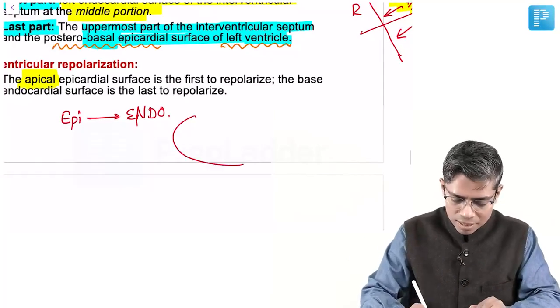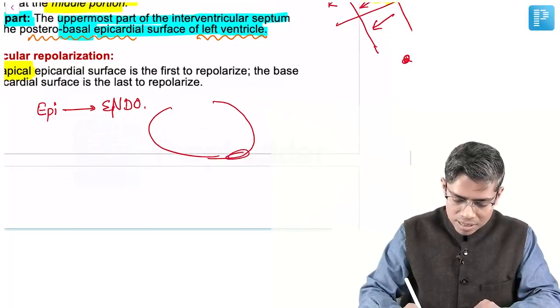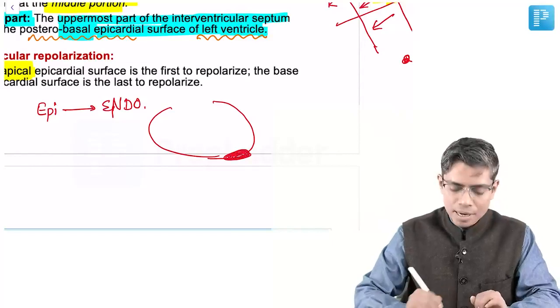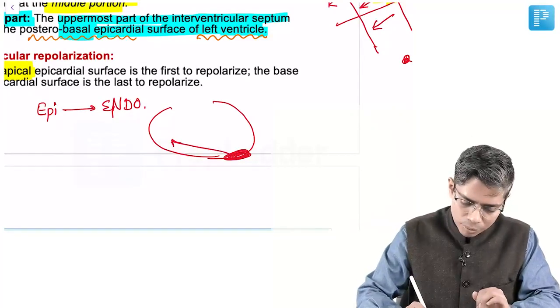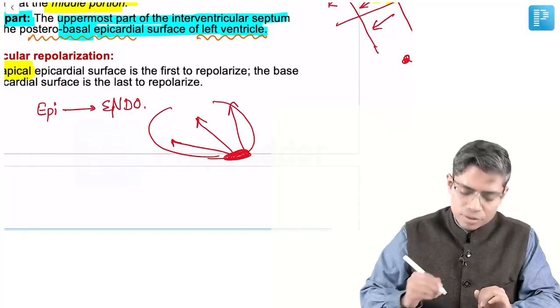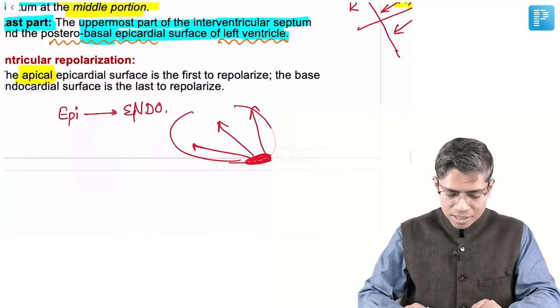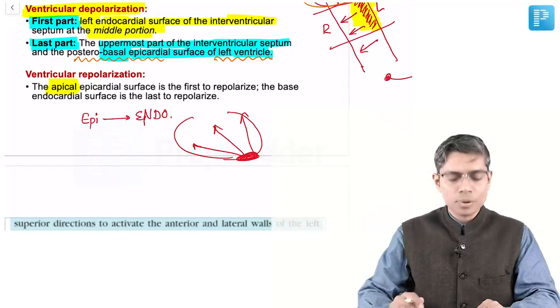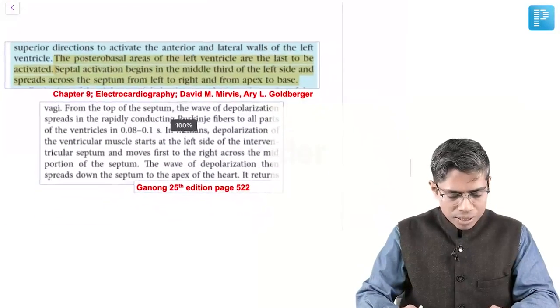So if I draw a ventricle diagram like this, first this apical portion will be repolarized and then the repolarization wave will move from this apex towards the base of the heart. This is clearly written in Guyton. If you don't believe me, okay, I'll show you the reference here.